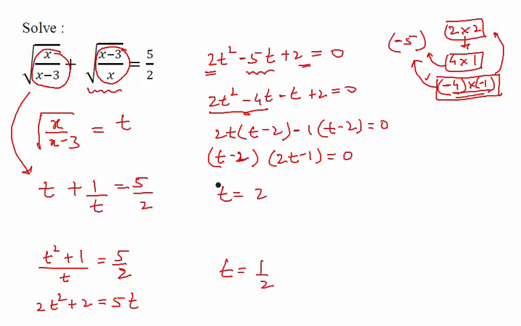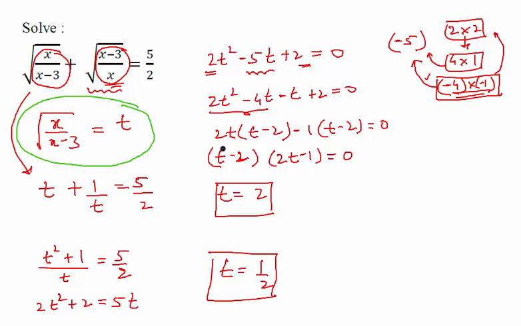But this was not our target. Our target was to solve for x, right? We had to solve for x. So now again go back to our original substitution. Our substitution was under root of x upon x minus 3 equal to t. So if I use these two values in place of t, I can solve for x very easily, right?